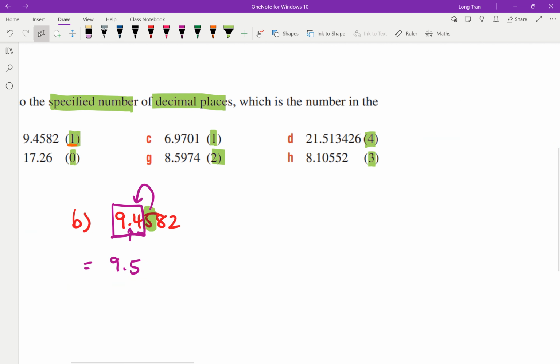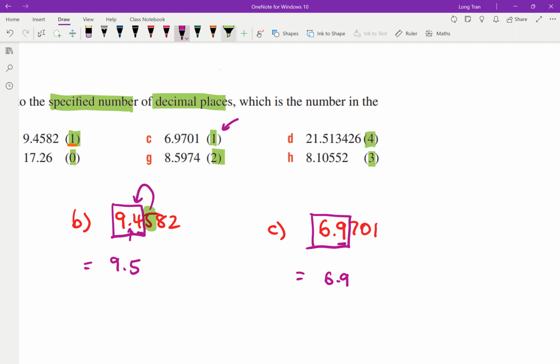Moving on to C. I'm doing it a bit faster now, even faster than before. 6.9701. They want us to, again, round to 1 decimal place. So this is my 1 decimal place, and this is where I would normally write my answer. But I need to check the digit that determines whether it's closer or not. Is it 5 or more? And it is. So I'm going to round this one up.